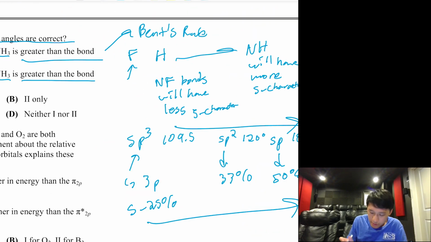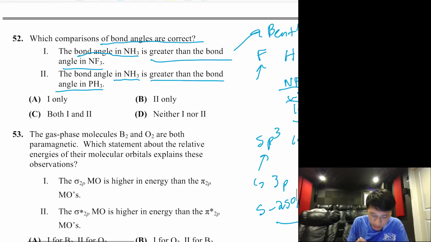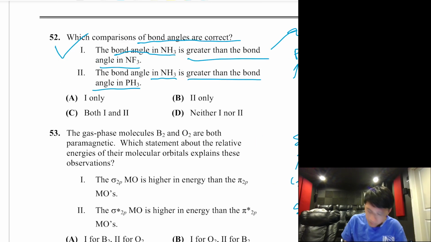Now, NF3, we say that we'll have bonds with less s character. Therefore, we expect that its bond angles are actually going to be smaller than those of NH3. Therefore, we know that 1 is correct. Now, statement 2 asks us to compare the bond angles of NH3 and PH3.